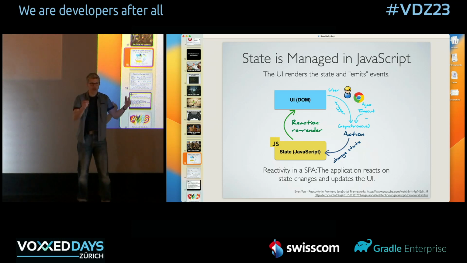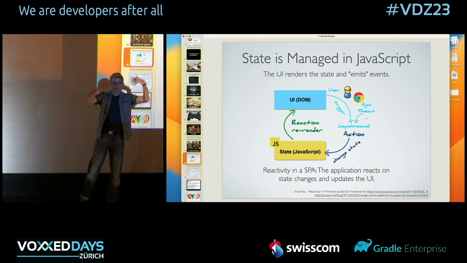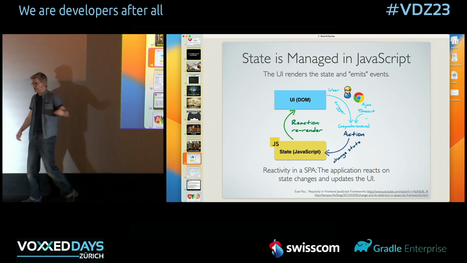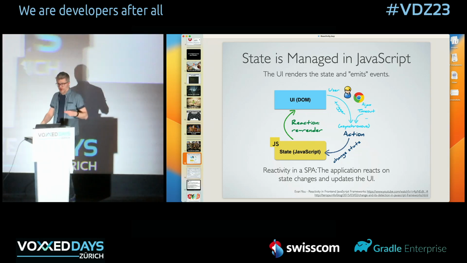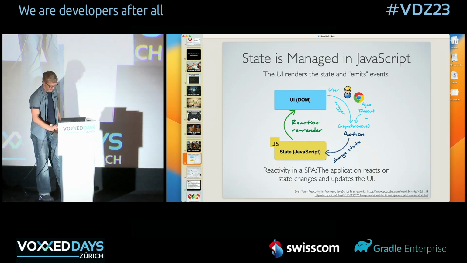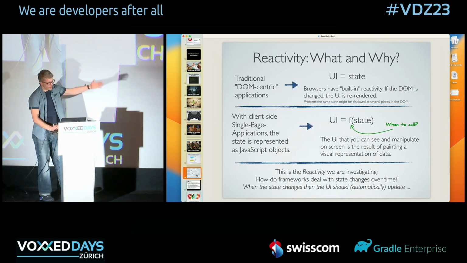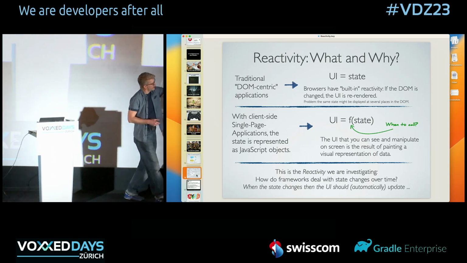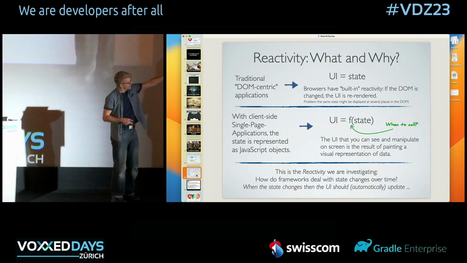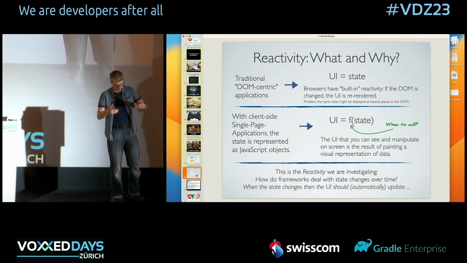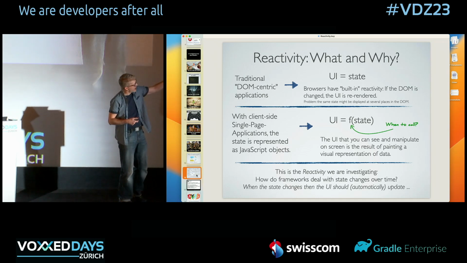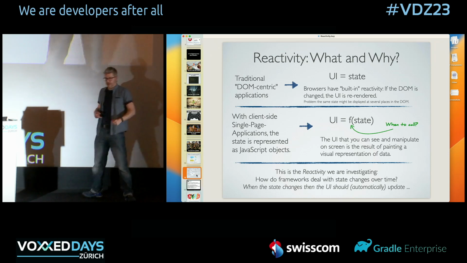That's very different to jQuery, where the state was the DOM, and we manipulated the DOM, and that was the state of our application. Now we have the state in JavaScript, and we want the framework to react if that state is changing. So we could also say that the UI is basically just a transformation of the state. And the interesting question that we want to dive into in code examples is, when is this function called? When is this transformation happening that transforms my state to the representation in the UI?